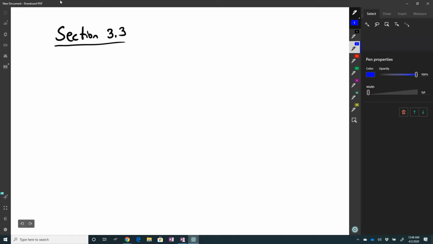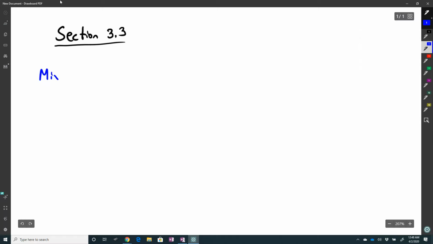All right, so before we start section 3.3, I wanted to go over some basic ideas for basically fractions and mixed numbers. So back in the day, you probably learned about mixed numbers. And mixed numbers were useful for explaining everyday measurements.